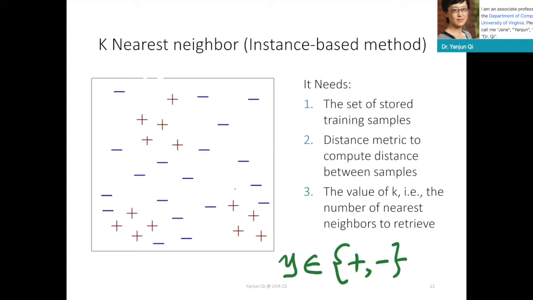The first is a set of stored training samples, seen as a set. The second is the distance metric function that you can use to compute between your future point and the training points. So what is that metric? And the third is what k? How large is the neighborhood you're going to consider? There are actually different kinds of nearest neighbor definitions we're going to talk about later. All right, three things in k-nearest neighbor.